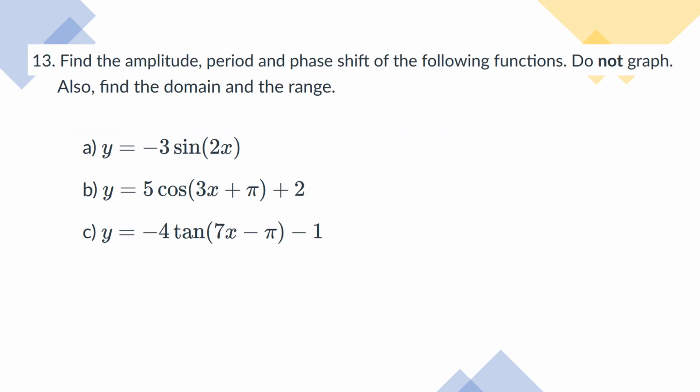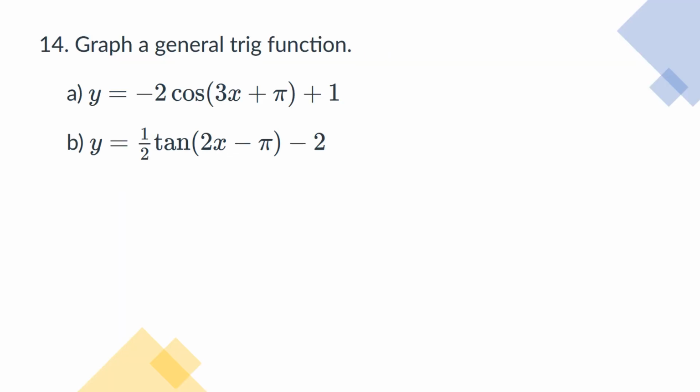Question number 13 is about finding the amplitude, period, and phase shift of these functions. What we normally do is we rewrite this in the standard form, and then we're going to try to find those values. Question number 14 is about how to graph general trig functions. So we're going to find again the amplitude, period, phase shift, and then we're going to use those values to graph a general function.